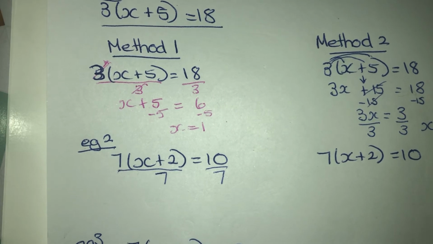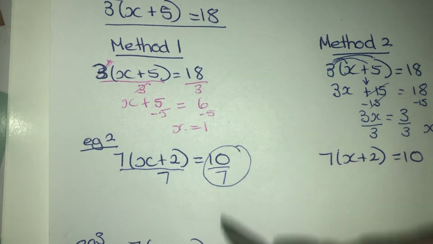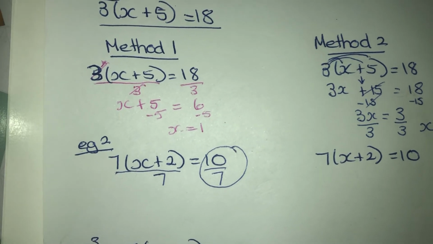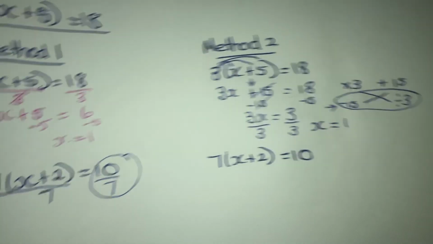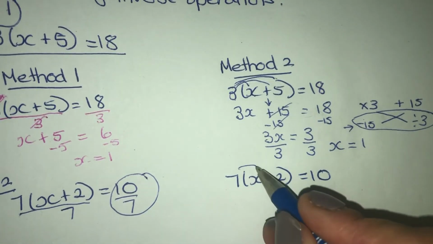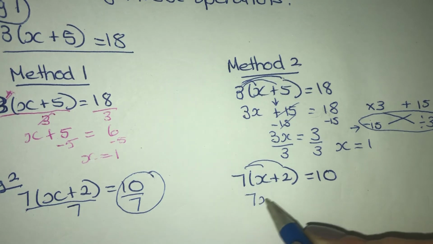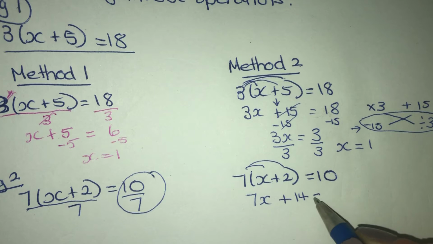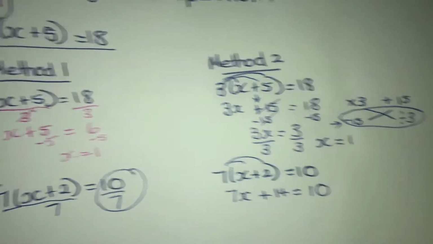Okay, what's wrong with this one straight away? You will see that this is going to become a decimal. Now this is when you choose to stop. Okay, so we're actually going to stop at that point. And we're going to come over here and we're going to expand our brackets. See what happens. So we get 7 times x is 7x plus 7 times 2 is 14. And that will equal 10.